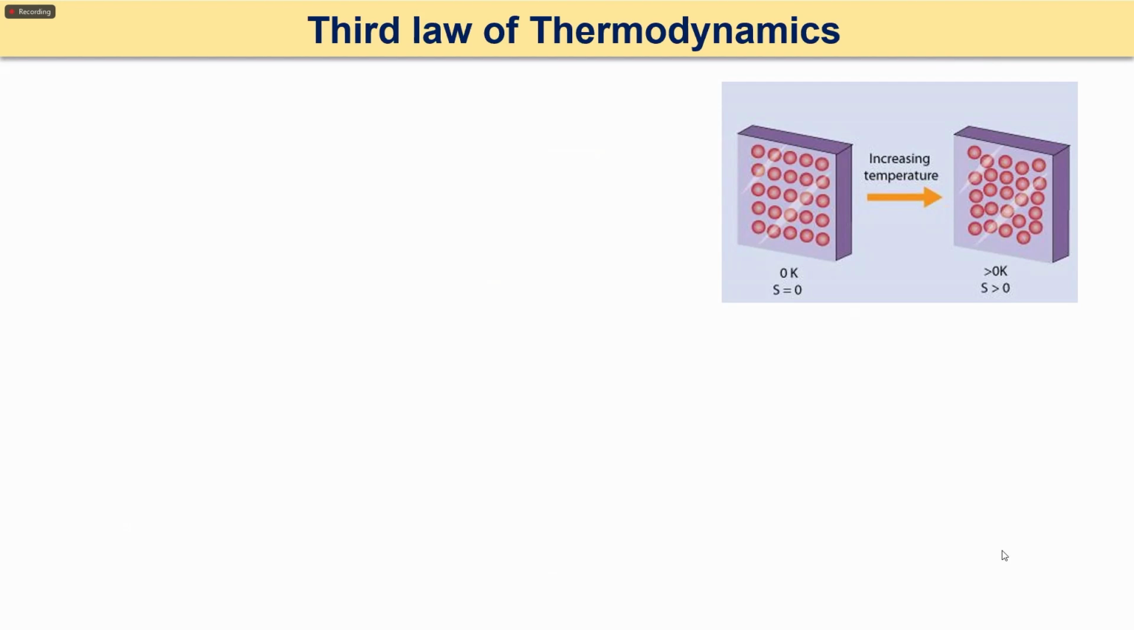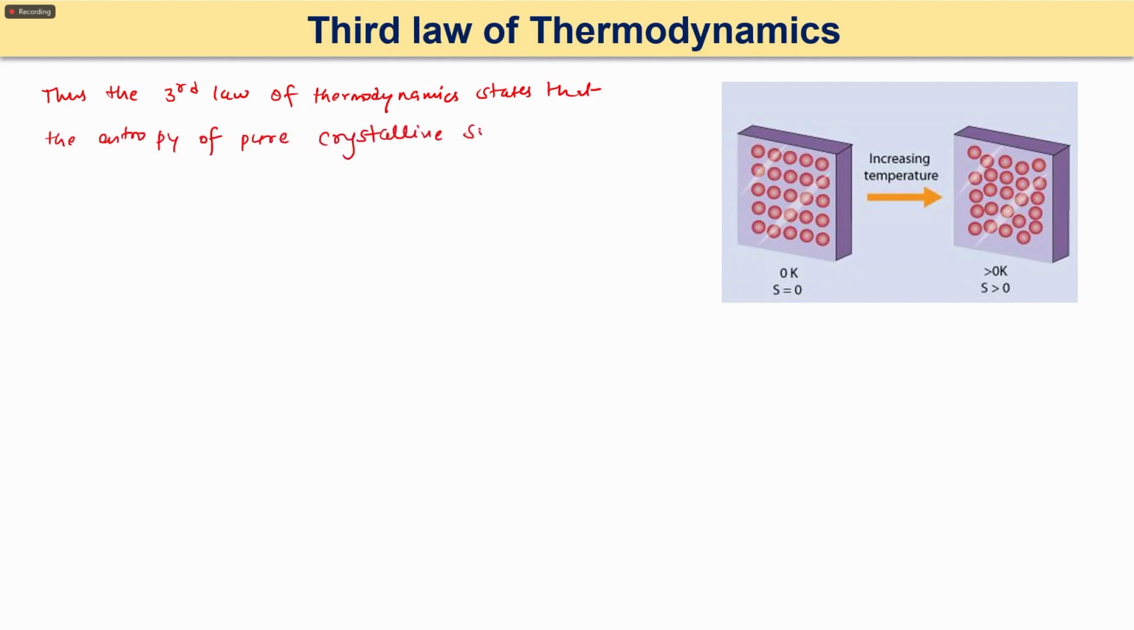So, the third law of thermodynamics states that the entropy of a pure crystalline substance is zero at absolute zero temperature, that is 0 Kelvin.